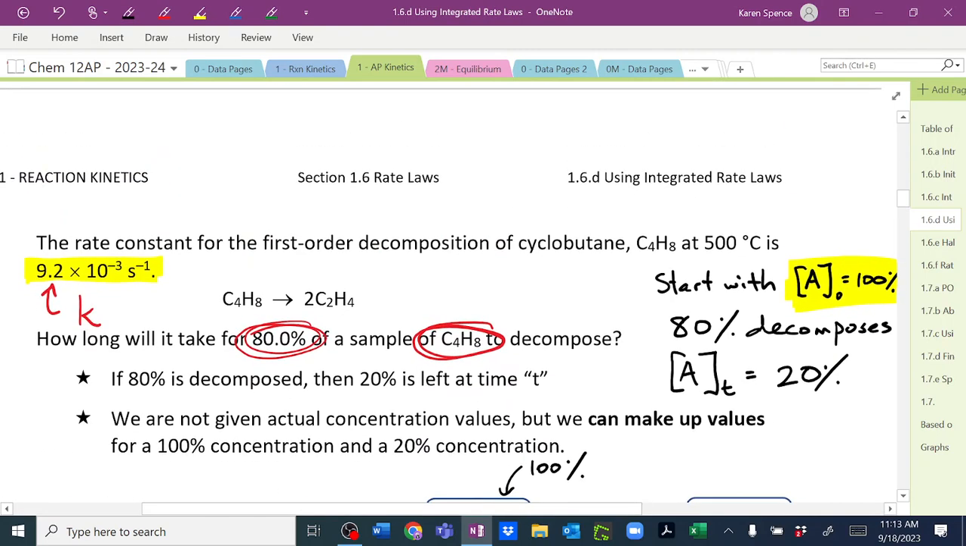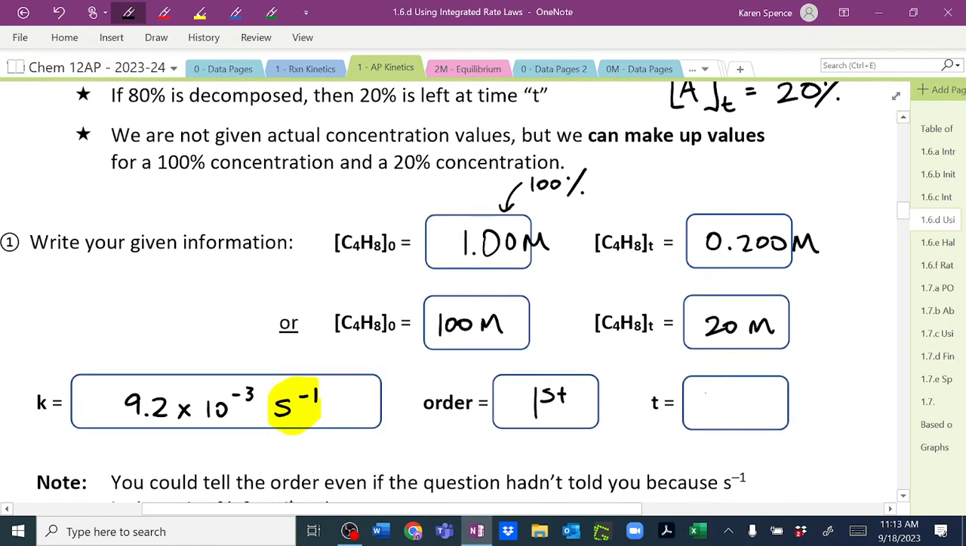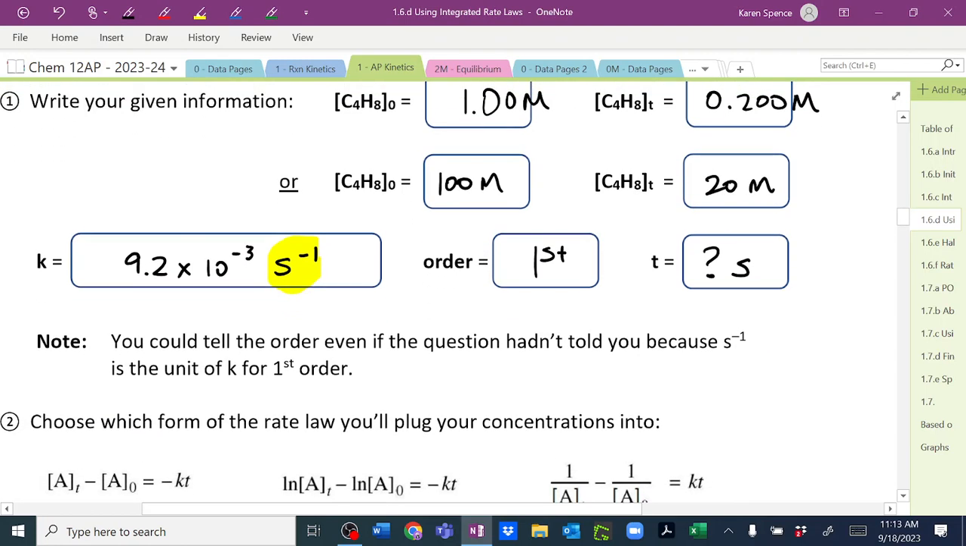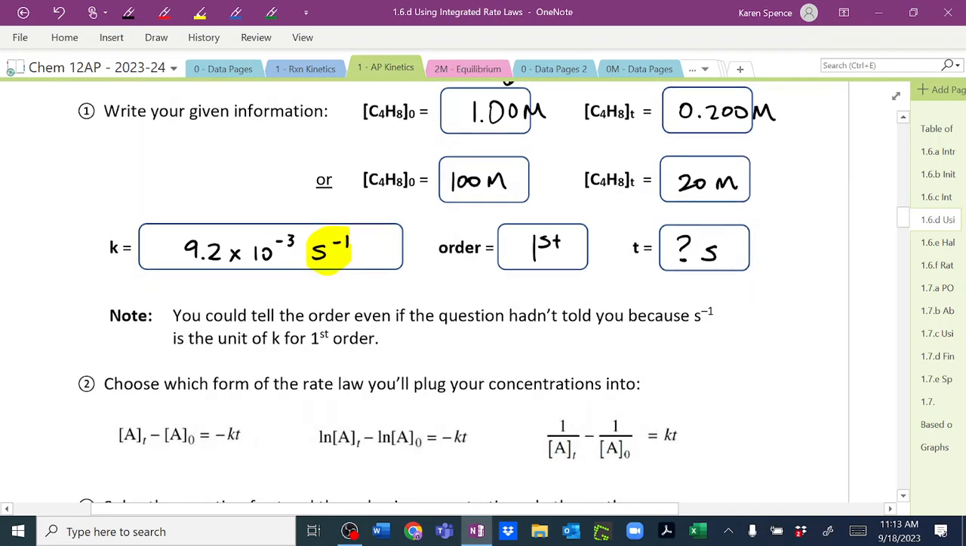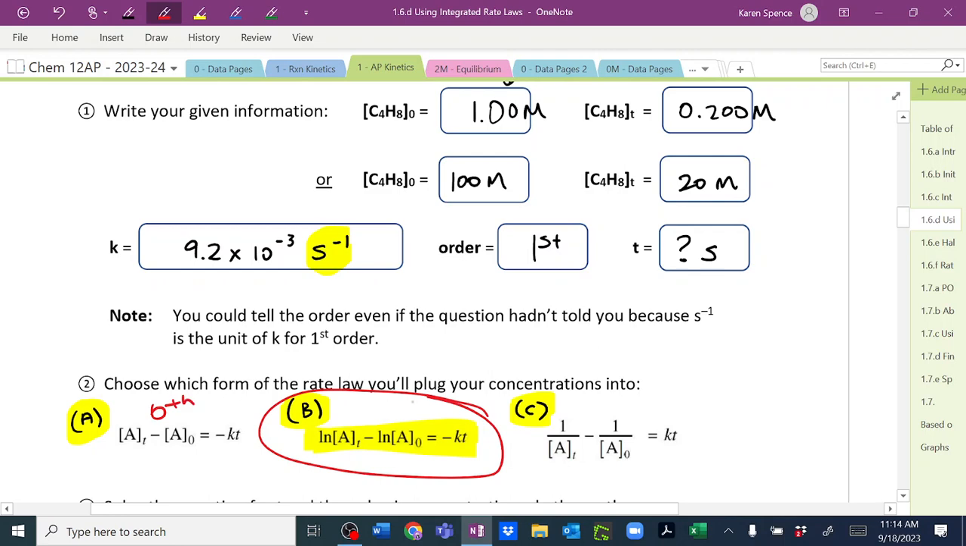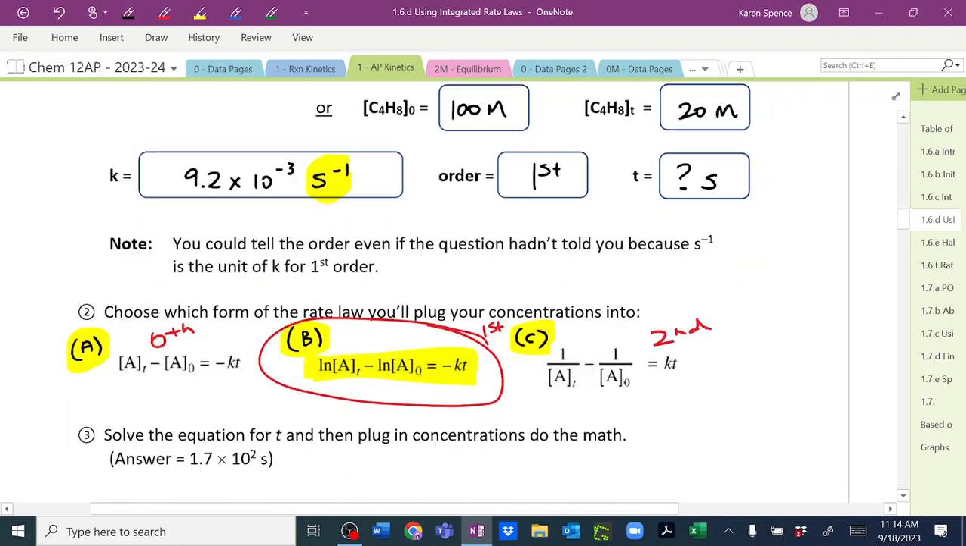And the time, are we given a time? Oh no, time is what we want to figure out. We don't know how many seconds. Good, okay, we need to have an unknown. So we choose which formula to plug it into. Which one do we want? Okay, take a look at it. We have option A, option B, option C. Which would you like to choose? B. Okay, because this is zeroth, this is first order. This is second order.